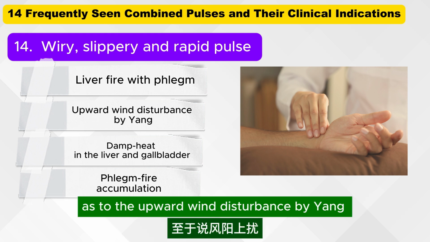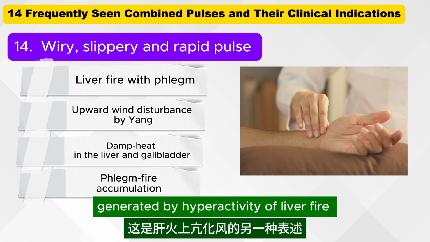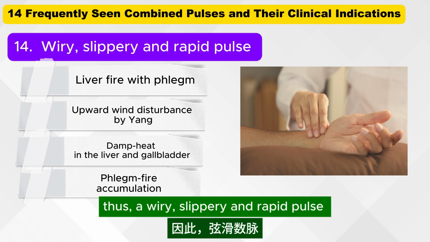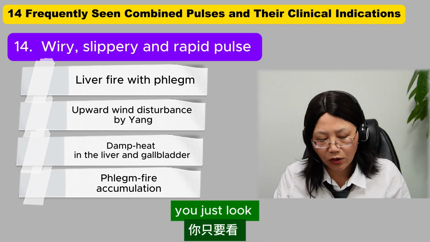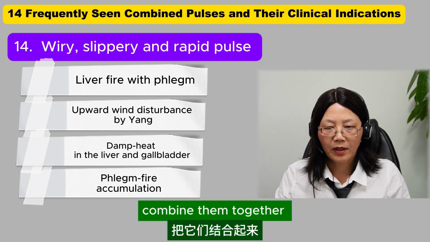As to the upward wind disturbance by yang, this is another expression of internal wind generated by hyperactivity of liver fire. We know that excessive heat can lead to a slippery pulse, thus a wiry, slippery, and rapid pulse can be seen in this type of internal wind syndrome. You just look at the indications of individual pulse and combine them together.